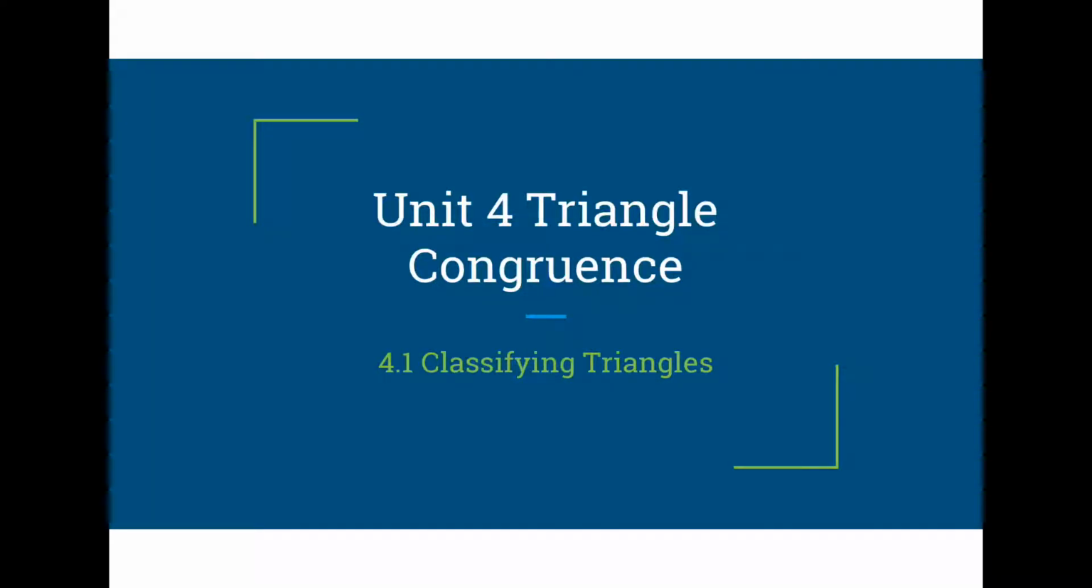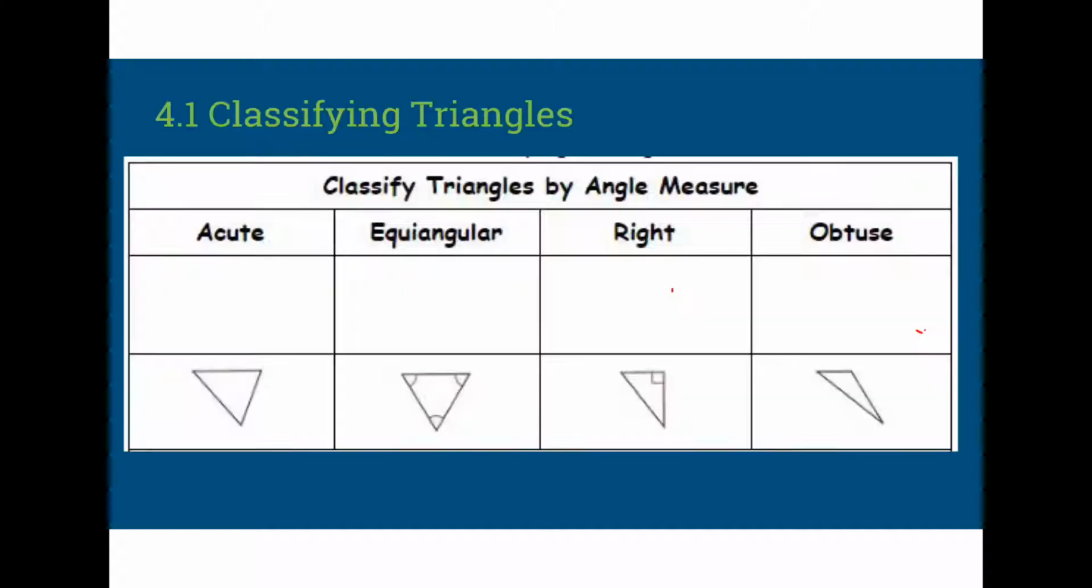Unit 4, Triangle Congruence, 4.1. We're going to talk about classifying triangles. So we've got 4 ways to classify a triangle based on its angle measures. An acute triangle is a triangle that has all 3 angles acute. An equiangular triangle will have all 3 angles being equal.